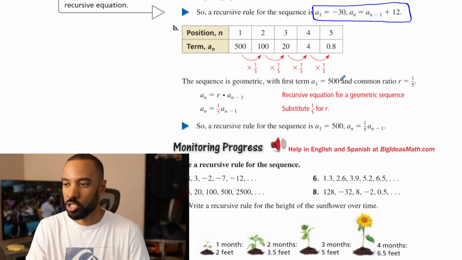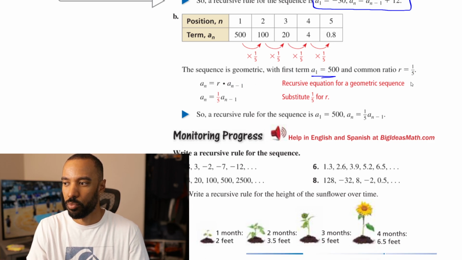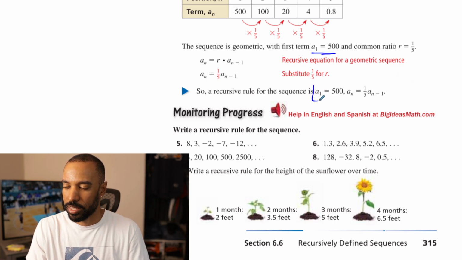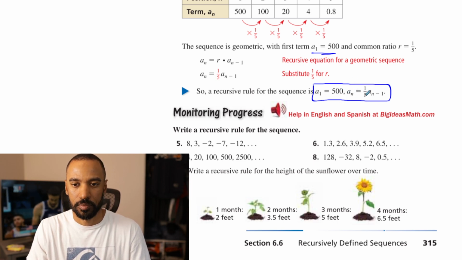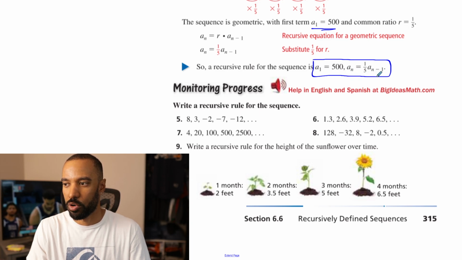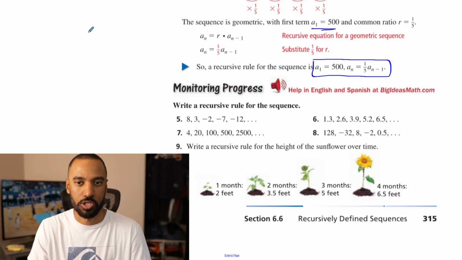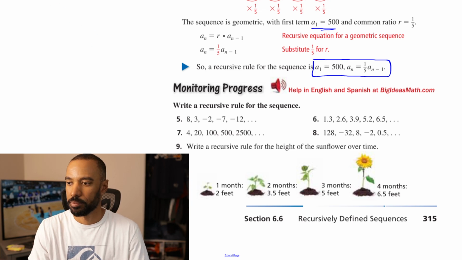But you have to indicate the first term as well. First term is 500 with that common ratio. So they're going to write it like that, with the first term being 500. Take the term before it and multiply by 1/5 to get the new term, like that. So when we write our rules, it's not just this portion that we write out. We also write out what the first term is to indicate that for somebody.